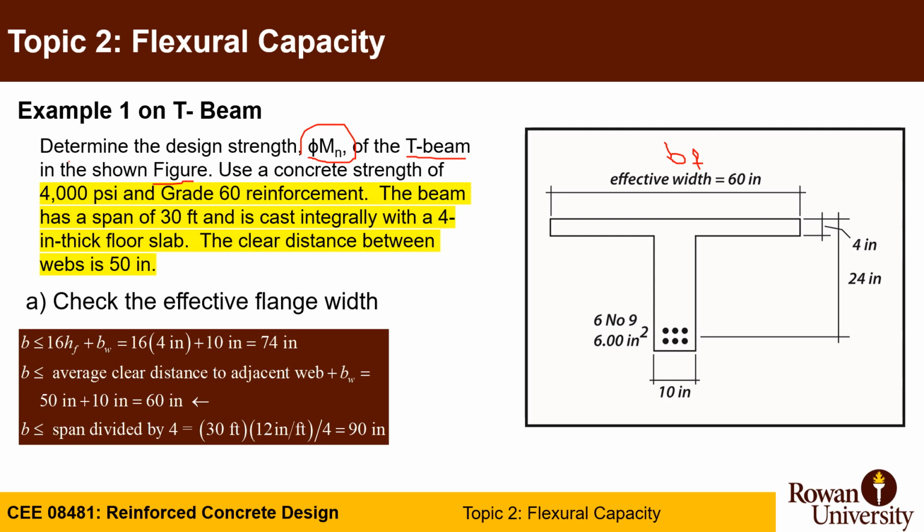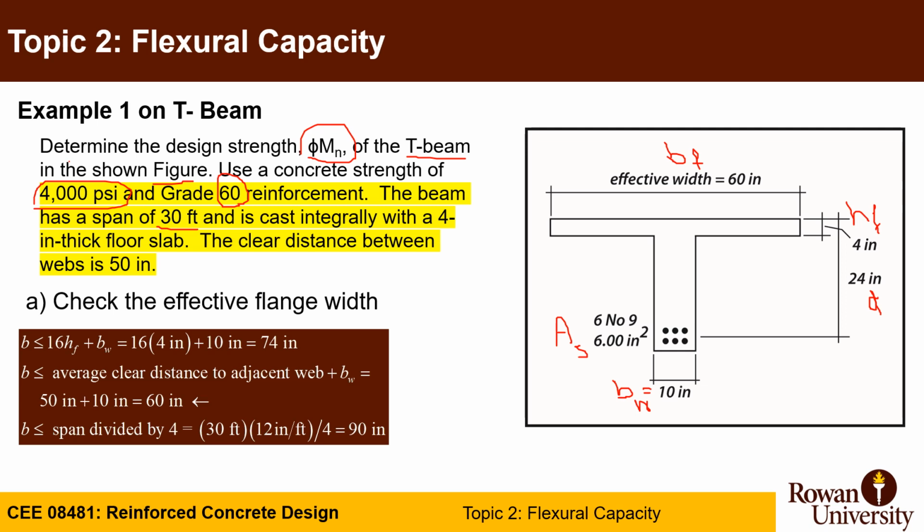The B web equals 10 inches. D equals 24 inches. HF is 4 inches, and AS is 6 inch square. Concrete f'c is 4,000 psi. Steel is grade 60, so fy is 60,000 psi. The beam has a span of 30 feet.